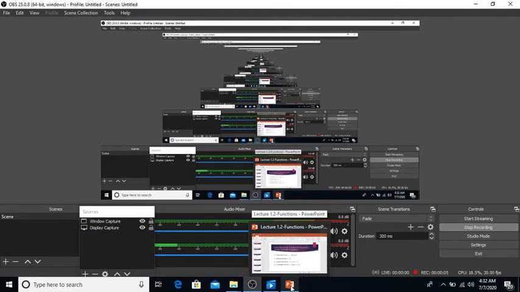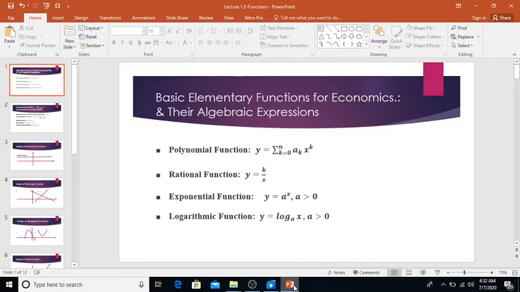Hello, now I am going to lecture on basic elementary functions. What type of basic elementary functions do we know? One is polynomial functions, rational function, exponential function, logarithmic function.